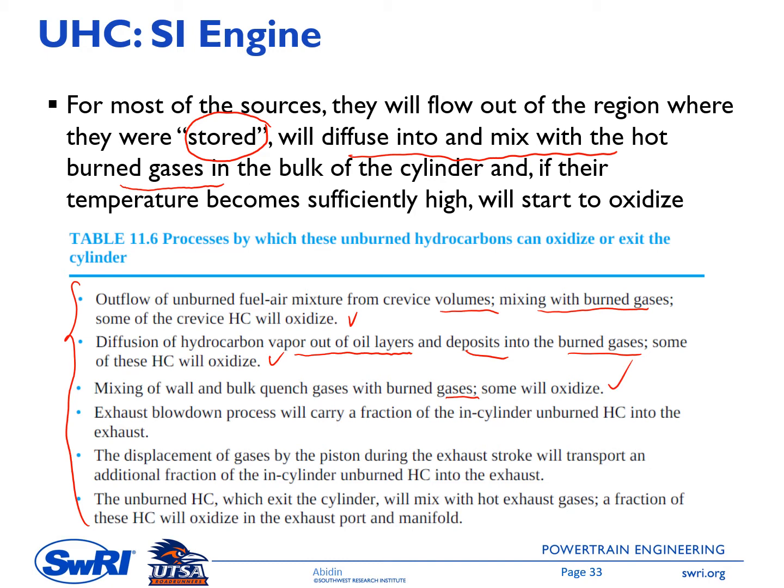And then the exhaust blow down process will carry a fraction of the in-cylinder unburned hydrocarbon into the exhaust. And the next one will be due to the displacement of the exhaust gas by the piston during the exhaust stroke. And at the end, the unburned hydrocarbon will exit the cylinder and it will mix with the hot exhaust gas, and a fraction of this hydrocarbon will oxidize in the exhaust port and manifold. So this is outside of the in-cylinder chamber.